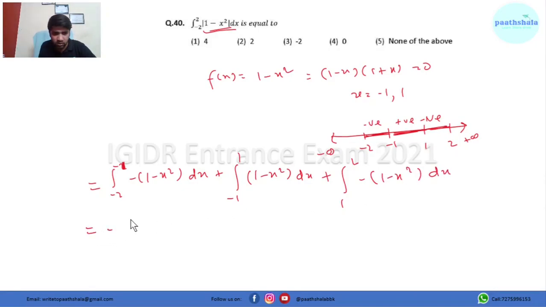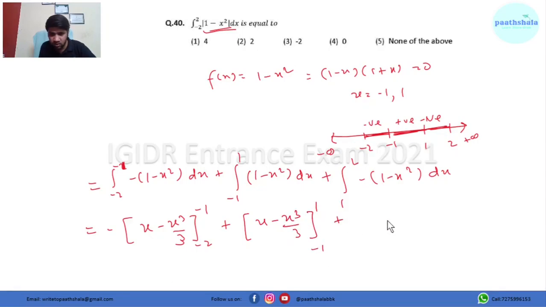Now let's solve it. Putting minus aside, this will come out to be x minus x cubed by 3, and the limit will go from minus 2 to minus 1. And here this will be x minus x cubed upon 3, with the limit from minus 1 to 1. Here also, putting minus aside, this will be x minus x cubed upon 3, with the limit going from 1 to 2.